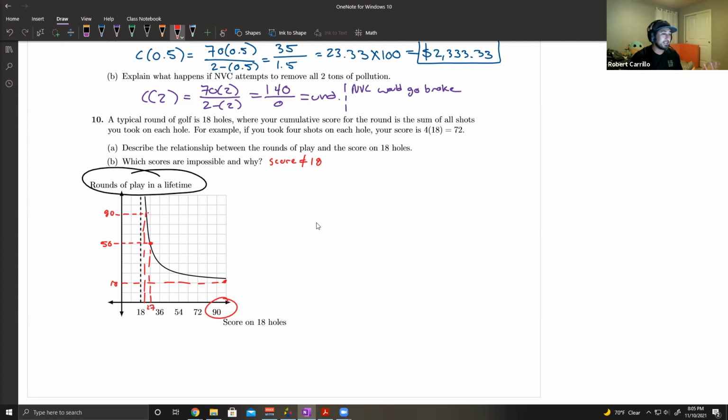So all we're trying to say here is, what is the relationship? The more rounds, the more experience you have with golf, what's going to happen with your score? It's going to get better. That's it. That's all we want. So for A, the more rounds, the better score. That's it.